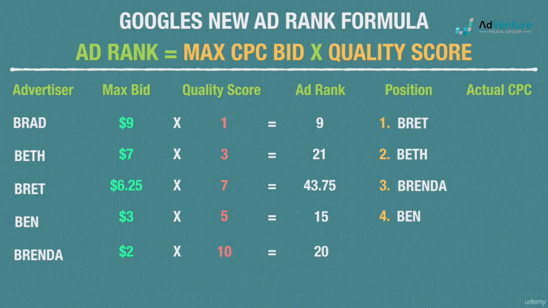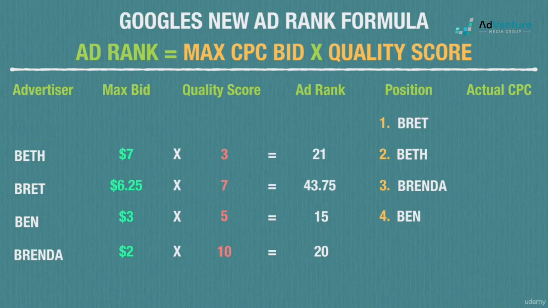Interestingly, Brad, who was willing to pay a whopping $9 for a click, gets snubbed altogether and doesn't get any spot on the page, because although his bid was the highest, his quality score was so low that his ad rank wound up being worse than everyone else's. This helps us understand how crucial quality scores are, even before getting into the formula for determining actual cost per click, which we'll get to in a moment.